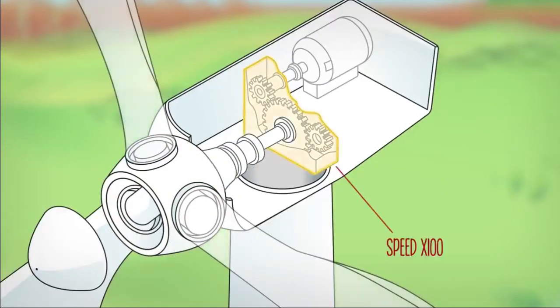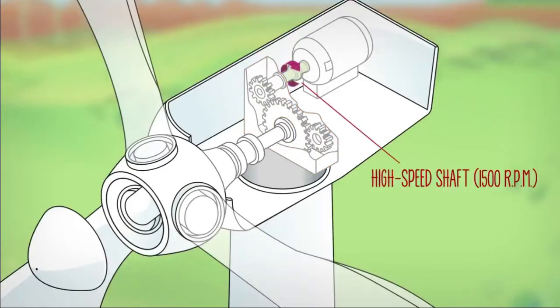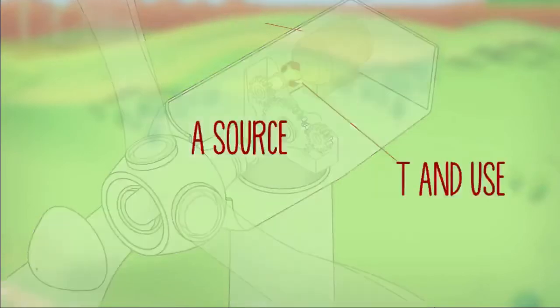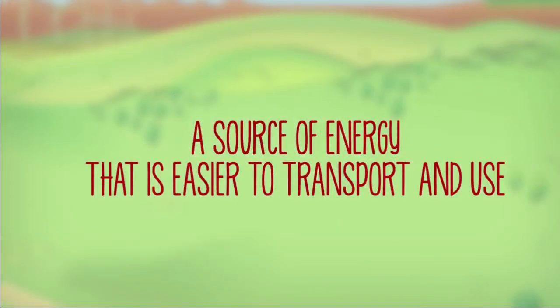That is the mission of the gearbox, which raises the speed over 100 times and transfers it to the high-speed shaft. The high-speed shaft, which rotates at up to 1500 revolutions per minute, is connected to a generator. The generator converts the kinetic energy into electricity, a source of energy that is easier to transport and use.